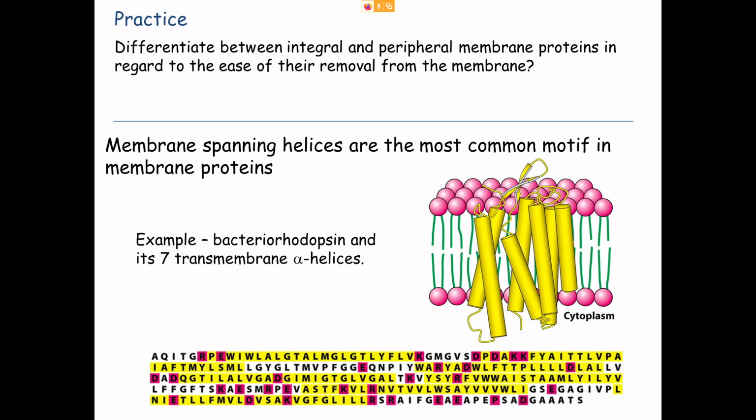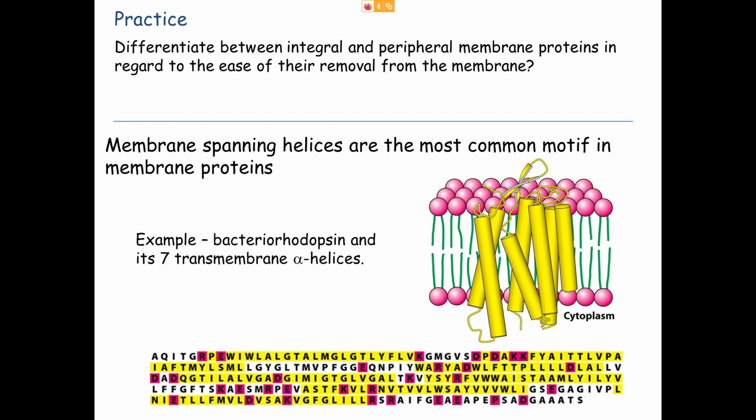You can remove the peripheral ones rather easily. It might just be an ionic interaction or hydrogen bonding or maybe a few hydrophobic ones in there. But in general, you can simply add some interfering agent like a salt, and it will generally remove it from a membrane. Right? But the integral one is much more difficult to remove from the membrane, and you need to use something like a detergent to remove it. You really don't want to disrupt the protein structure. I'd like to keep it intact.